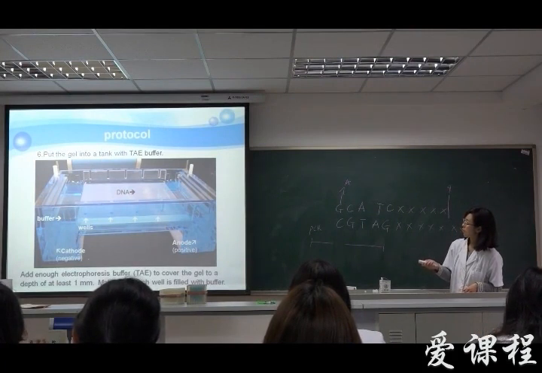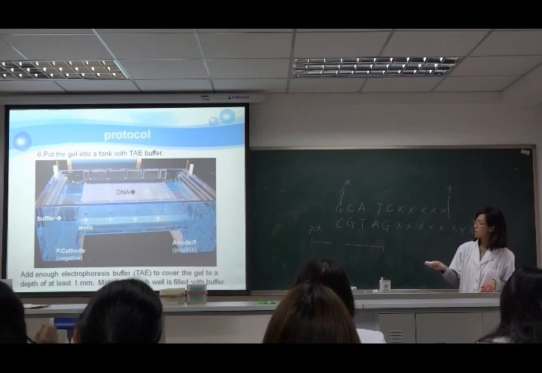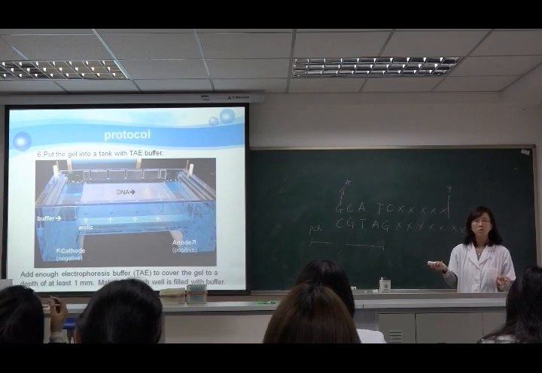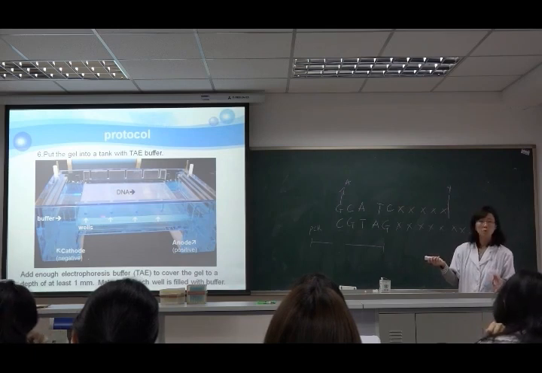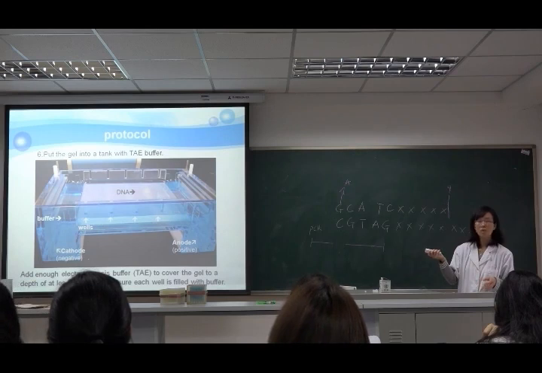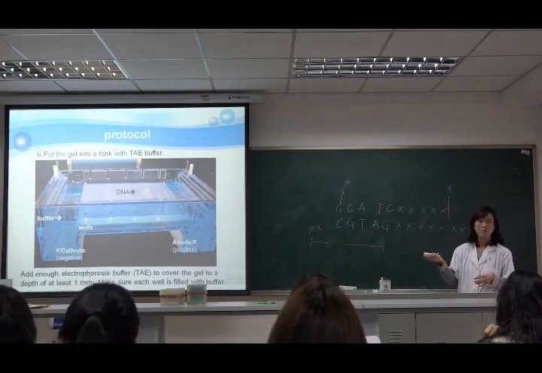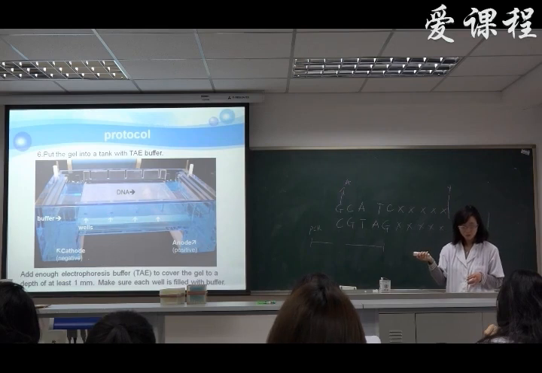This tank has TAE buffer, just like this. In this tank we can see the liquid is the TAE buffer. And we can see here are the wells, because we removed the comb and the wells were generated. And this is the negative pole and this is the positive pole. We should make sure the wells are near the negative pole, because the DNA will run to the positive pole. Understand here? If we put it in another direction, the DNA will go into the TAE buffer, not in the gel.